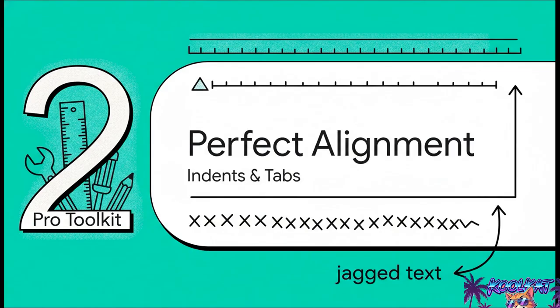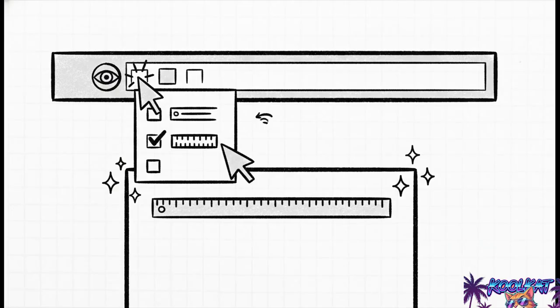All right, let's move on to our next pro tool, getting perfect alignment. You know, if you've ever tried to line things up in columns by just tapping the spacebar a bunch of times, you already know it just turns into this ugly, jagged mess. Let's fix that. But before we can do anything, you have to activate your command center. Go to the View tab at the top and make sure that little box next to Ruler is checked. This bar that pops up at the top of your document is where all the precision magic happens. Seriously, don't work without it.